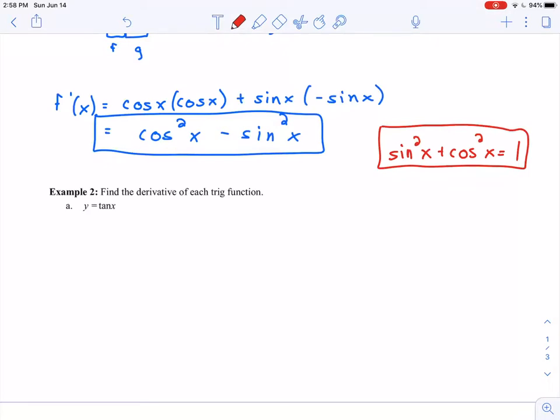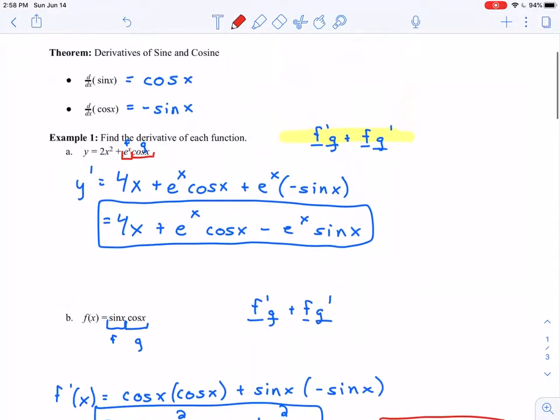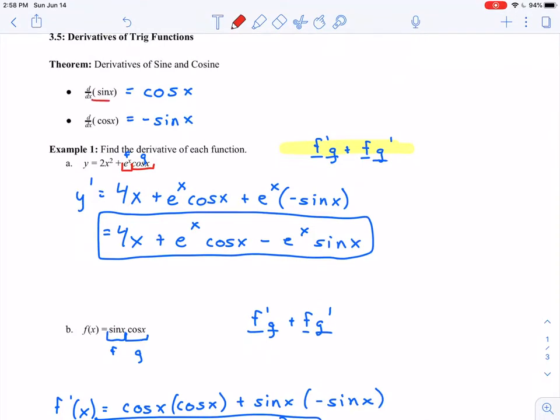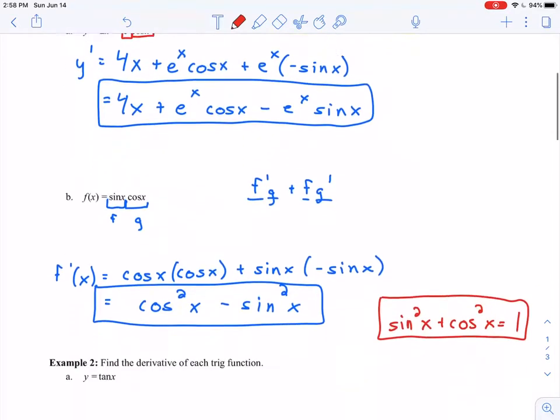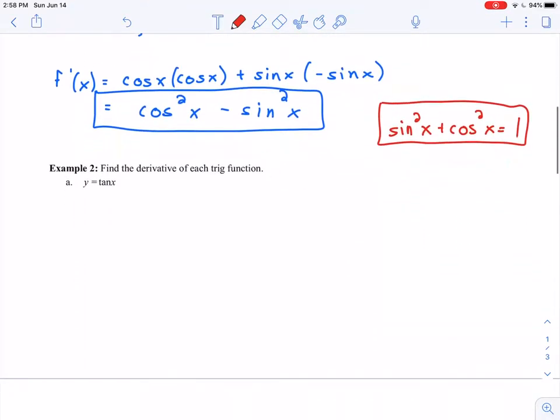You might say, well, gee, Mr. Huber, I want to help you out. I want to tell you the derivative of tangent of x, but you didn't tell me the derivative of tangent of x. All I have is sine of x and cosine of x. But remember that I can rewrite tangent of x as sine of x divided by cosine of x. I may not know the derivative of tangent of x, but I know the derivative of sine of x. I know the derivative of cosine of x. And I know how to use my quotient rule. So let's just use the quotient rule here.